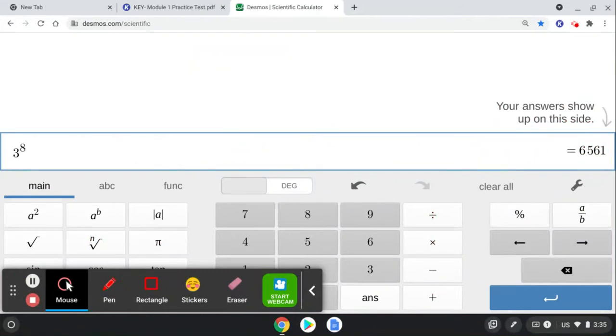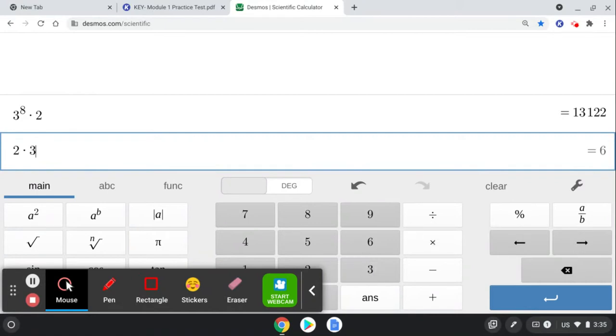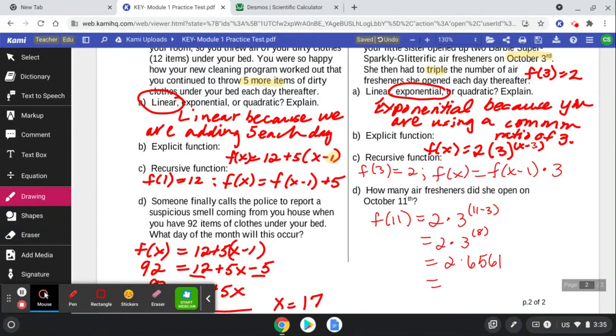And then that's going to be times 2. Now, if you wanted to type this in exactly as the function was written, 2 times 3 to the power of 8, see how it still gives you the same number? You can put it in either way because multiplication is commutative. So 13,122 air fresheners, that's a lot of air fresheners that she's opening.